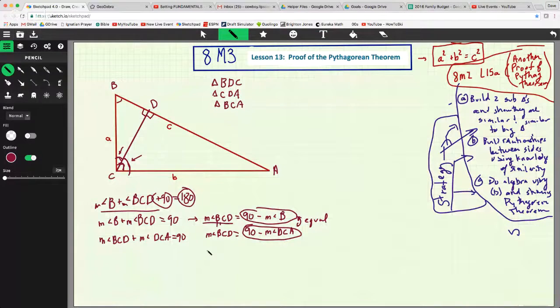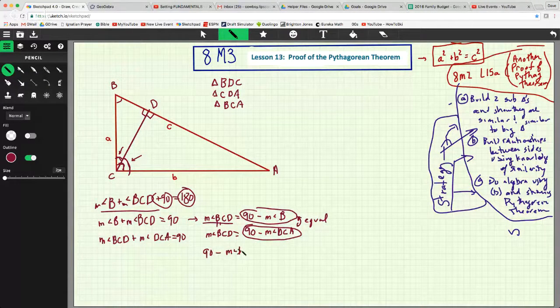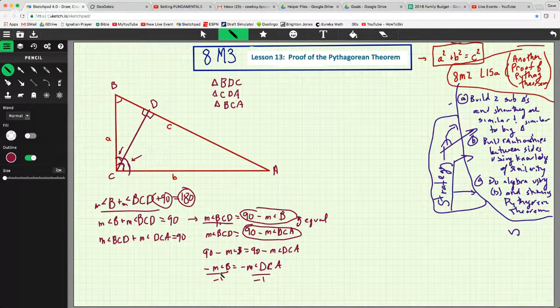So let's rewrite this using substitution. 90 minus measure of angle B equals 90 minus measure of angle DCA. Now let's subtract 90 from both sides to get negative measure of angle B equals negative measure of angle DCA. Divide both sides by -1, and you get the measure of angle B equals the measure of angle DCA. So then you can say that angle B is congruent to angle DCA. So we've just shown that angle B is congruent to angle DCA.